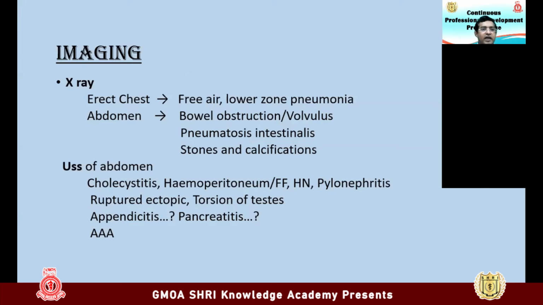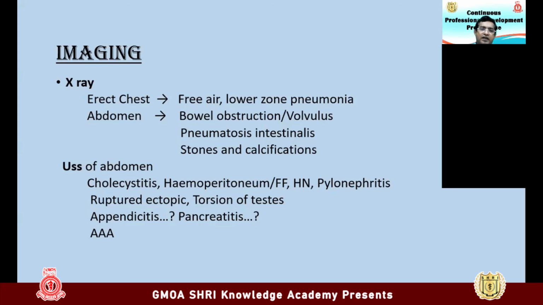So basic imaging like X-rays. We know that we can take an erect chest X-ray. So you will see problems arising within the abdomen, and sometimes you will see lower zone pneumonias, which can give rise to abdominal pain. Free air you will see, most of the time it can be easily seen on the right side. On the left side you will see a gastric air bubble. So you should not misunderstand the gastric air bubble for free air under the diaphragm.